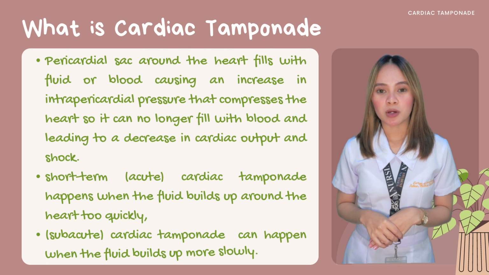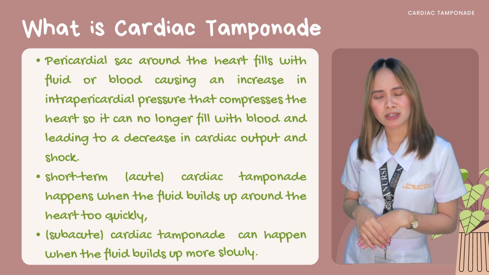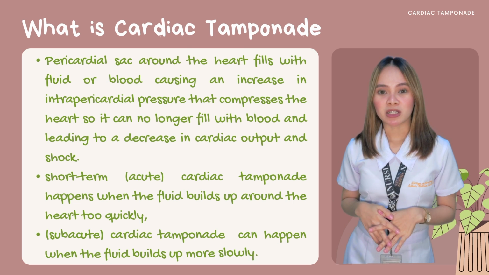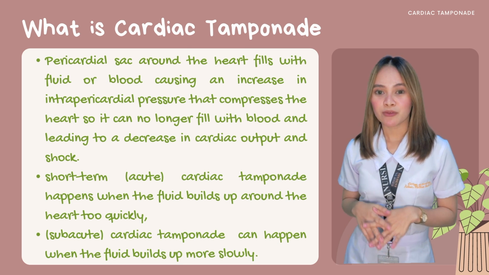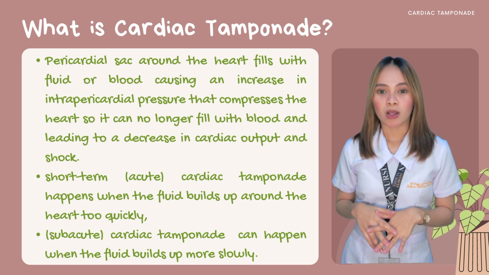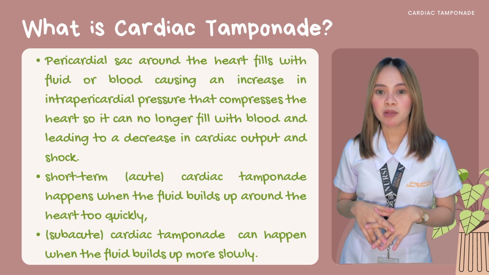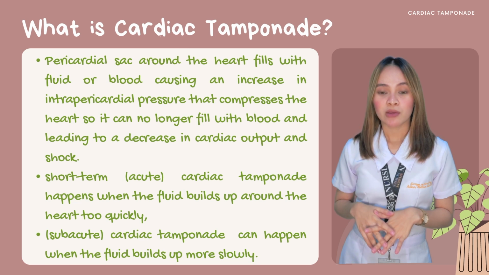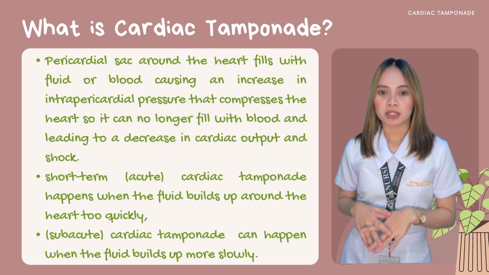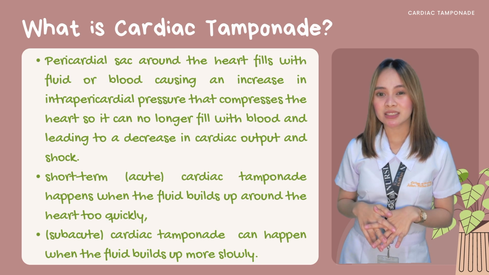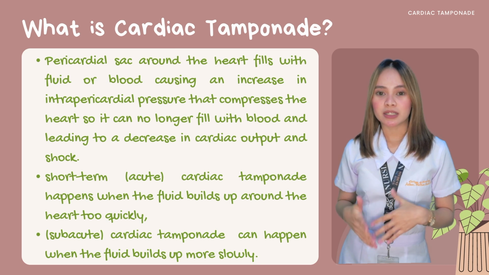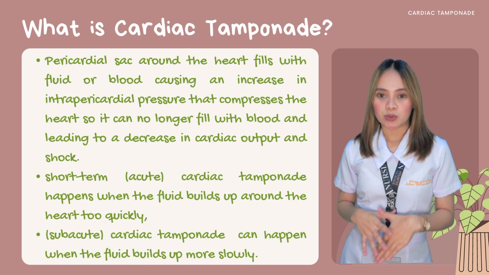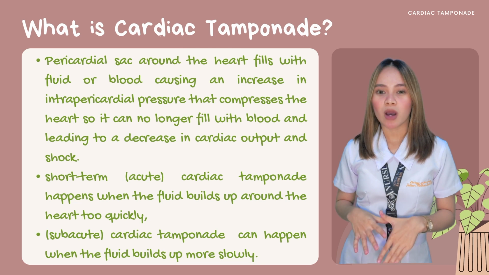And now let's move on to our prior discussion. So what really is cardiac tamponade? In cardiac tamponade, the pericardial sac around the heart fills with fluid or blood, causing an increase in intrapericardial pressure that compresses the heart so it can no longer fill with blood, leading to a decreased cardiac output. It means that if the heart can't get blood in, then it can't get blood out. Because of the low cardiac output, there is low oxygen put out to the body.